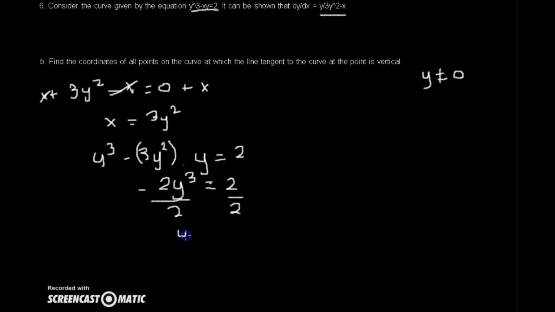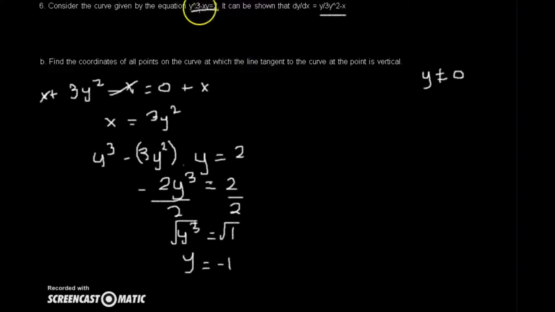And that would equal y cubed over 1, and you cube root both sides, which is just 1. But don't forget the negative sign. So we found our y, which is -1.